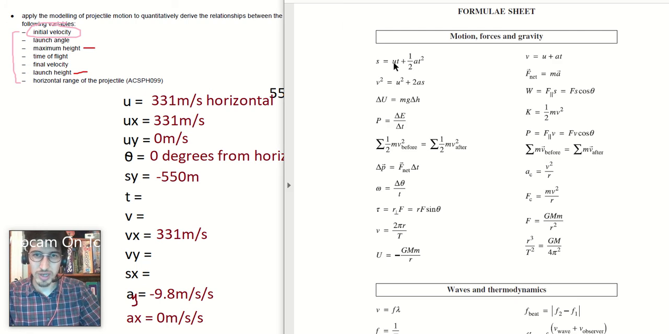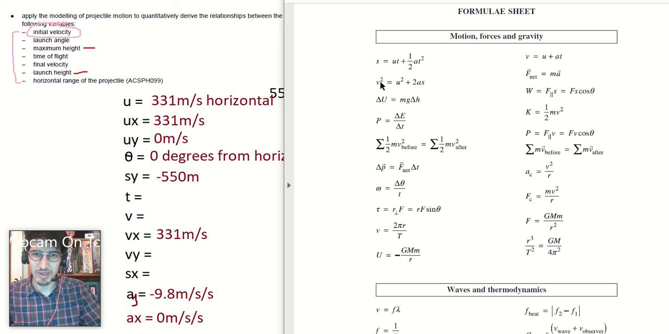So we can use this equation usefully. U is equal to 0 meters per second. So 0 times time is going to be 0. So it's going to be displacement equals, vertical displacement equals half of vertical acceleration times time squared. We can rearrange for time and work that out. I'm actually going to use this equation. I don't think there's any particular reason to use one or the other, but I'll just use this one here.